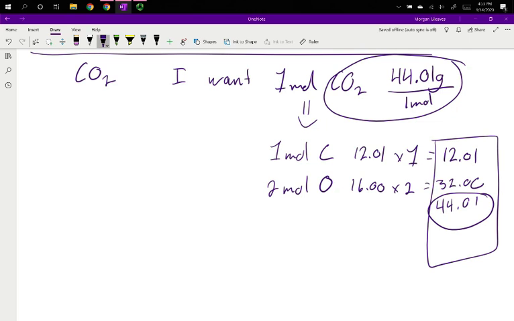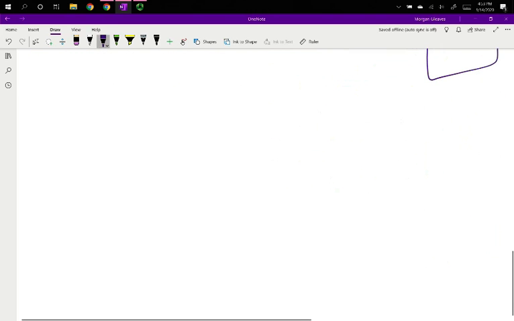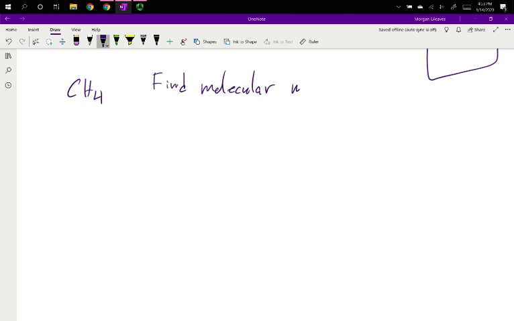Let's do another example for that. Let's have CH4. I want a molecular mass. The question is, find the molecular mass. What is the mass for 1 mole of this molecule? That is what it's asking you. Well, that means I want 1 mole of CH4.